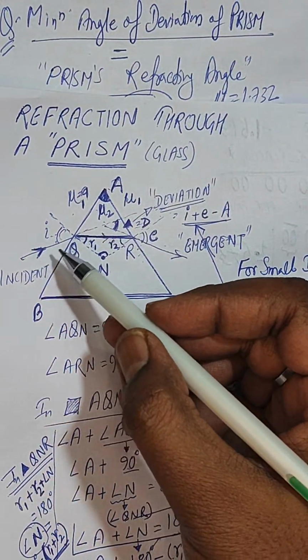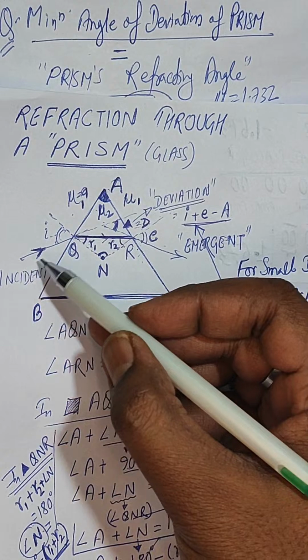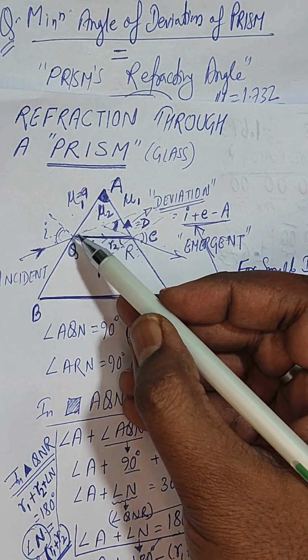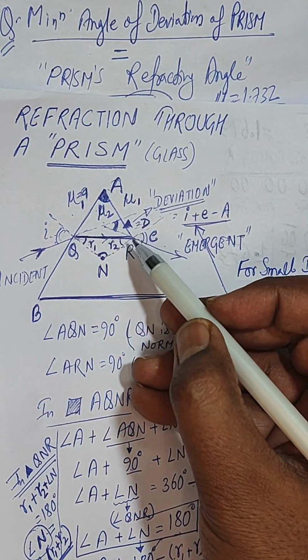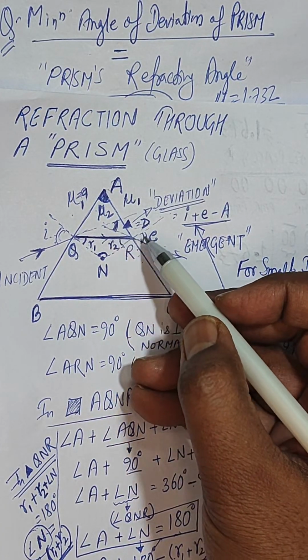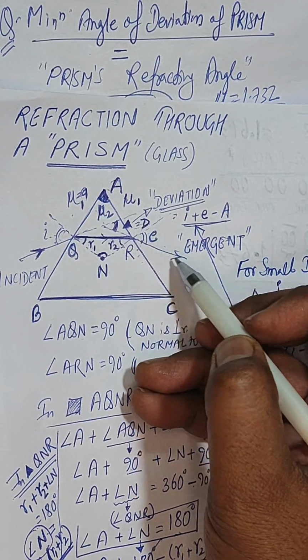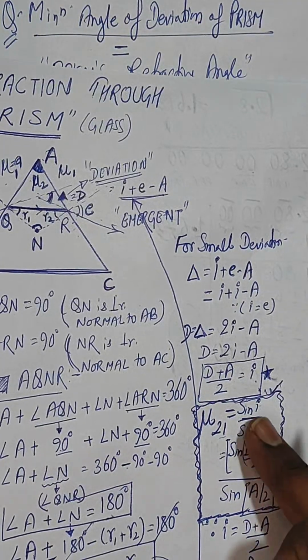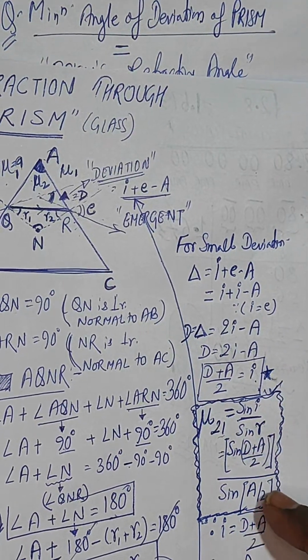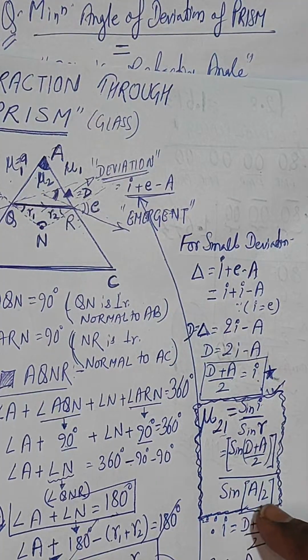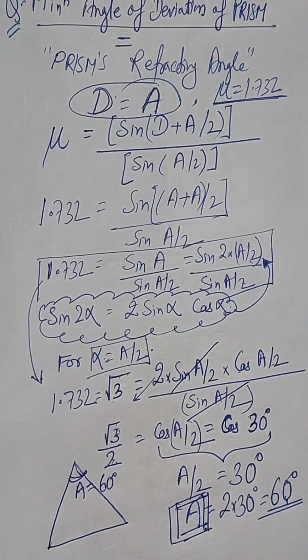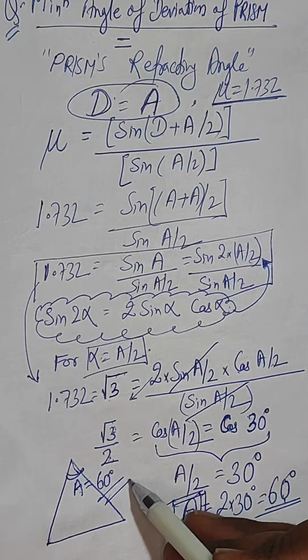Where the angle of incidence was this I. This is the incident ray under the glass, refracted and moving towards the normal inside the prism, again going from denser to rarer medium, then again going away from the normal, right? So we derived the formula. Refractive index is related as sin I by sin R, which is equal to sin of (D plus A) by 2 divided by sin A by 2, right? And using that we solved one numerical and we calculated the angle of the prism as equal to 60 degree.